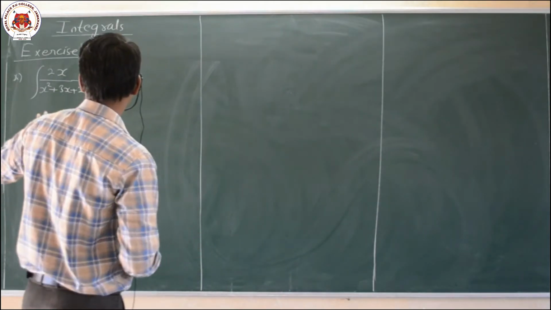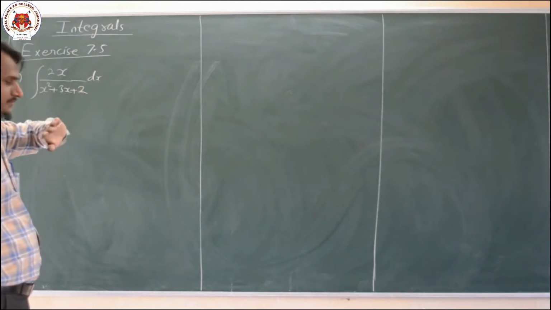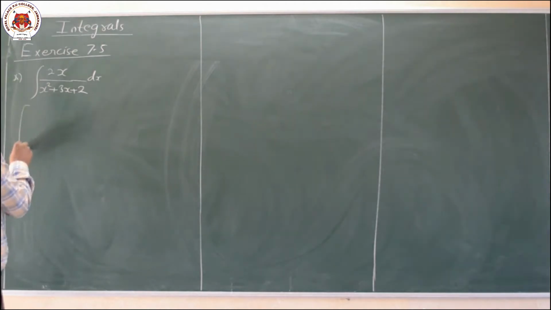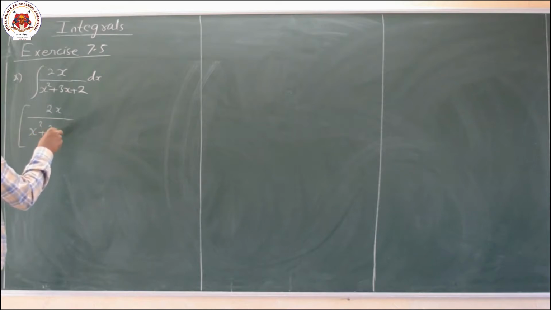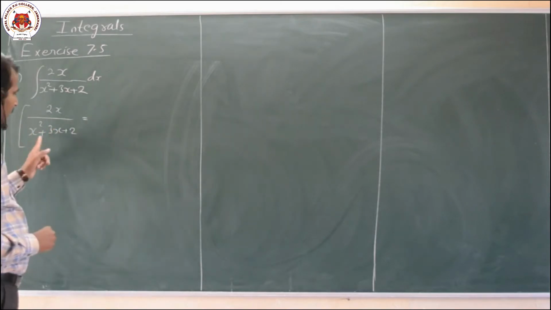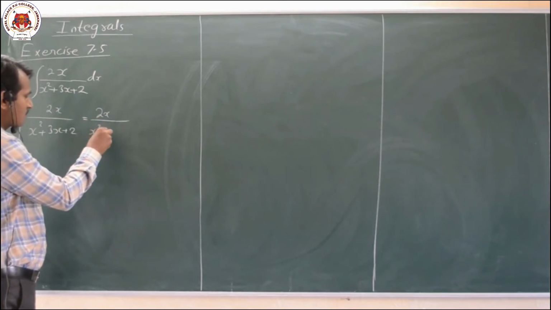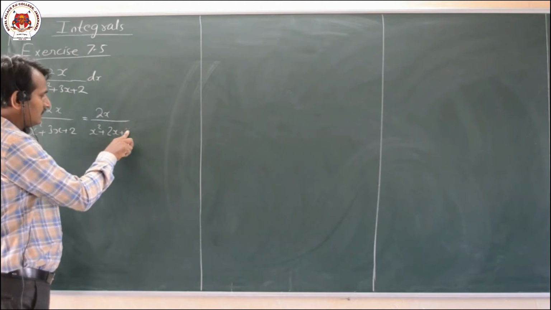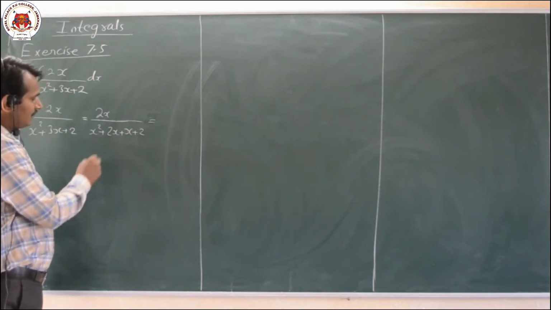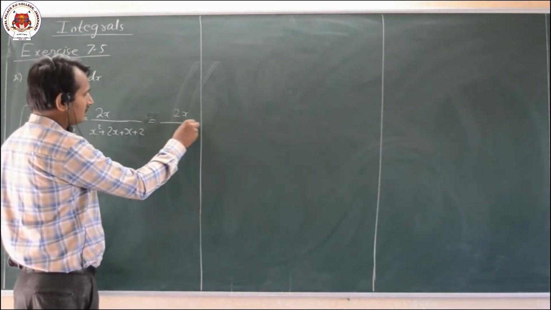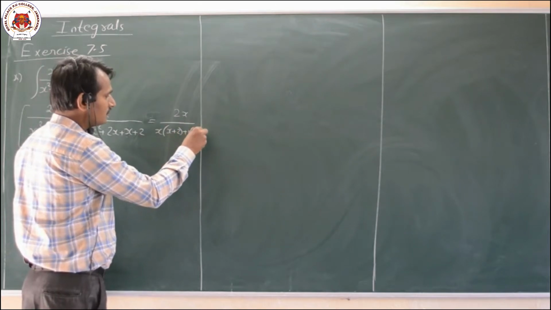The next problem is the integral of 2x divided by x square plus 3x plus 2 dx. We can write this as 2x divided by x square plus 2x plus x plus 2. After taking x common, we get 2x divided by x into x plus 2 plus 1 into x plus 2.